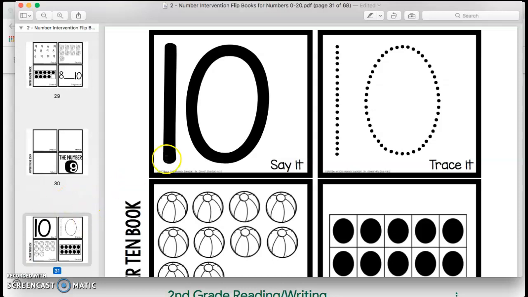I want you to go ahead and write the number 10, and as you're writing it, I want you to repeat after me, okay? Are you ready? The man went straight down like a stick, and the woman went around in a circle until she got home. Okay? Say number 10. 10. Go ahead and write the number 10 again.